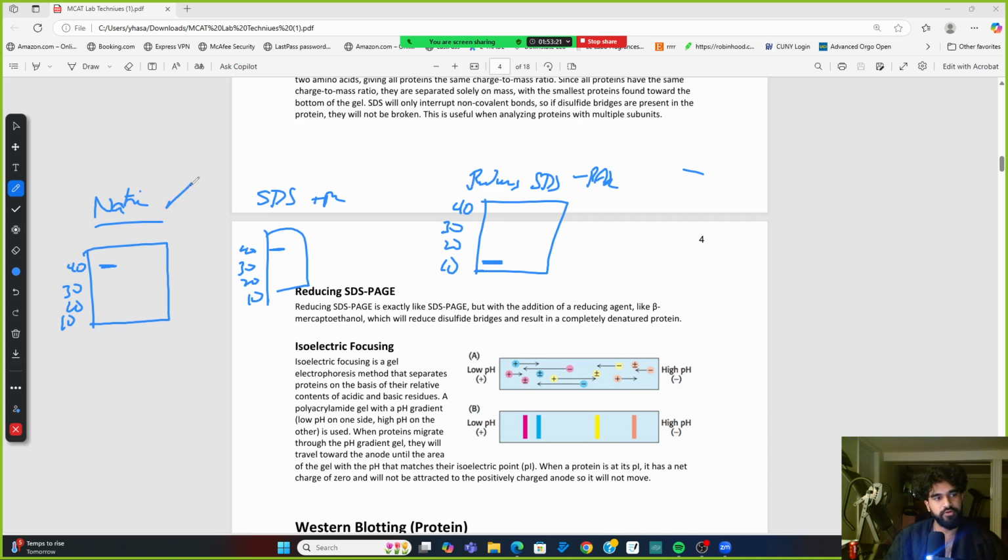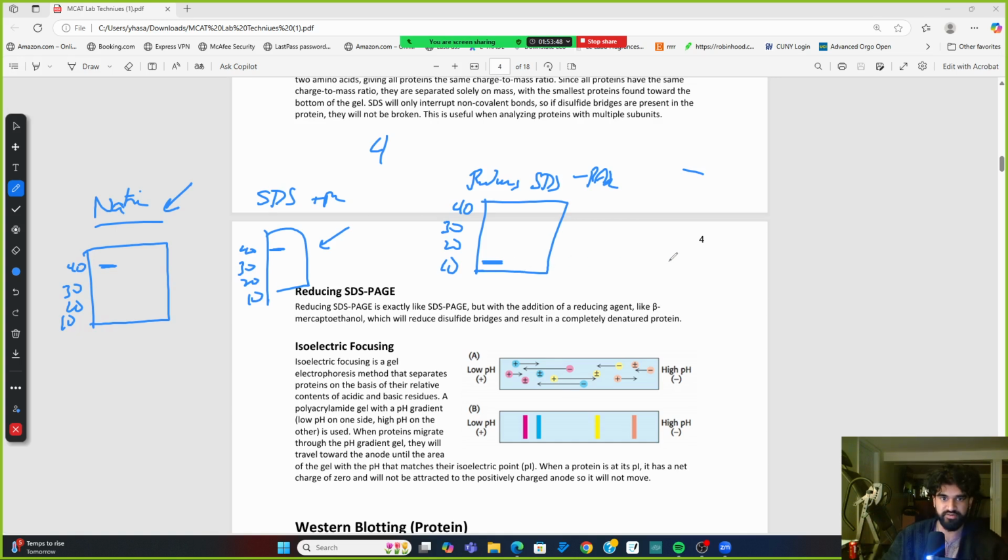Native's 40. SDS is still 40. So when we denatured it, nothing happened. But then we added a reducing agent and it dropped to 10. It's the same protein. A lot of people are saying there's 4 subunits. Very good. And each of those 4 subunits weighs 10 kilodaltons. Very good. And they're connected by what?